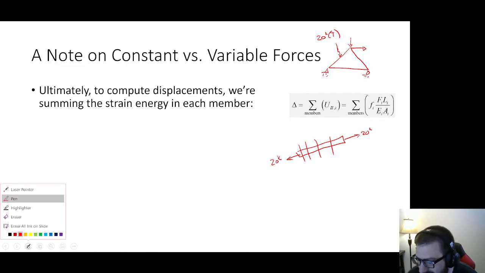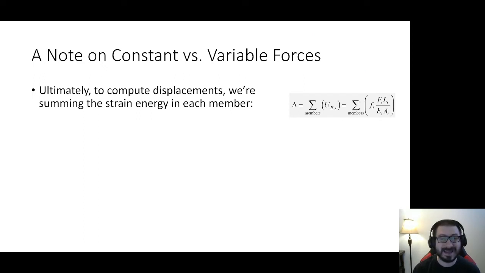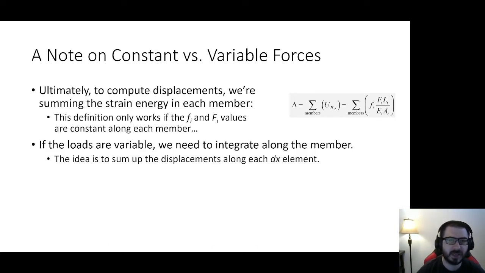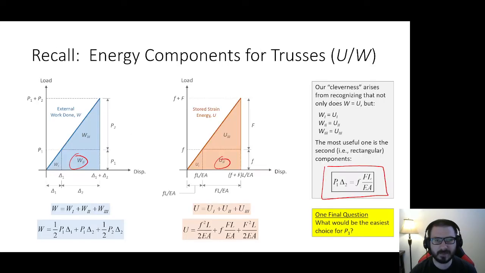Okay, but I want to ask the question: what would happen if the load did change? What if we went from 20 kips to 30 kips? What if we had a variable force along the length of the member? Keep in mind, this little formula up here only works if the F values are constant. What if they vary? Either one of them could vary, whether it's the little f or the big F, it wouldn't matter. This is going to apply.